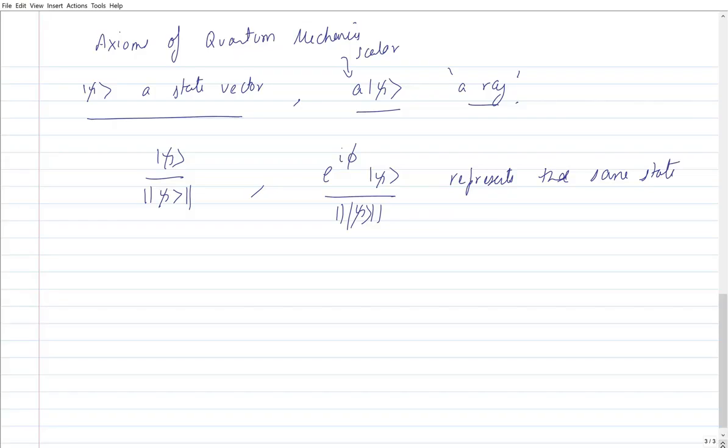The observables are given by Hermitian operators. We've already seen the measurements are the eigenvalues of the observable, so it had better be an operator with real eigenvalues. Observables are Hermitian operators.